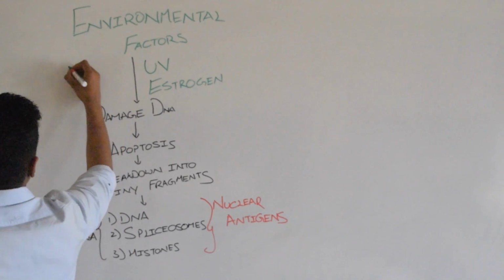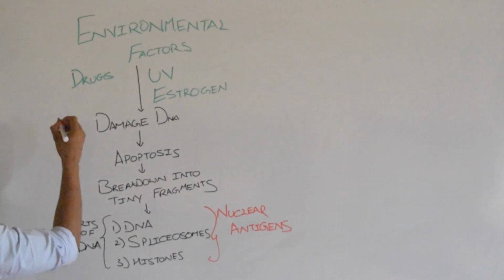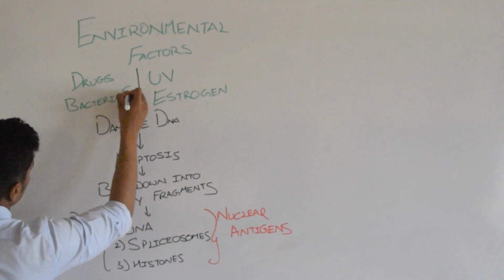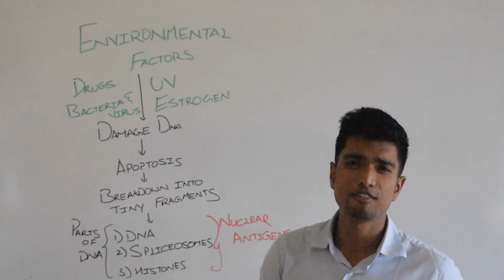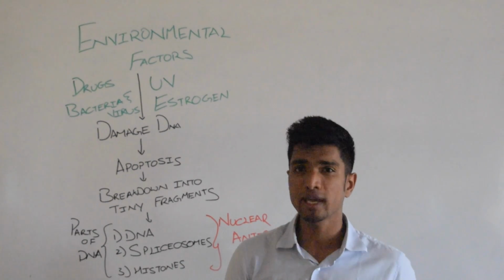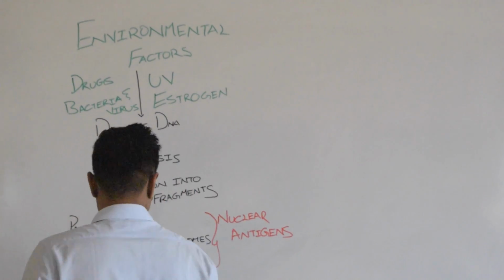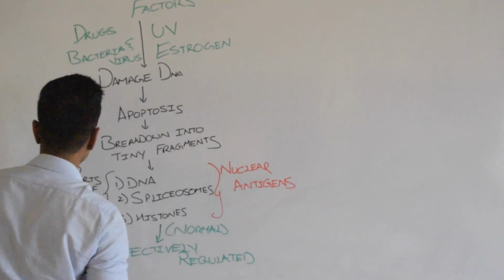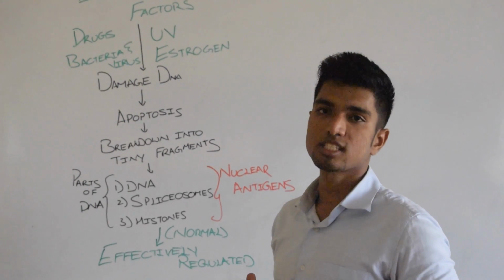Then we have a few drugs like procainamide, isoniazid, and a few bacteria and viruses too. So we would be wondering, these environmental factors are really common and every human being is exposed to them. However, we don't have accumulation of nuclear antigens. Why? That's because it's effectively regulated, or in layman's terms, it's just washed off. But in SLE, that's not the case, and that's where our susceptibility genes come into play.